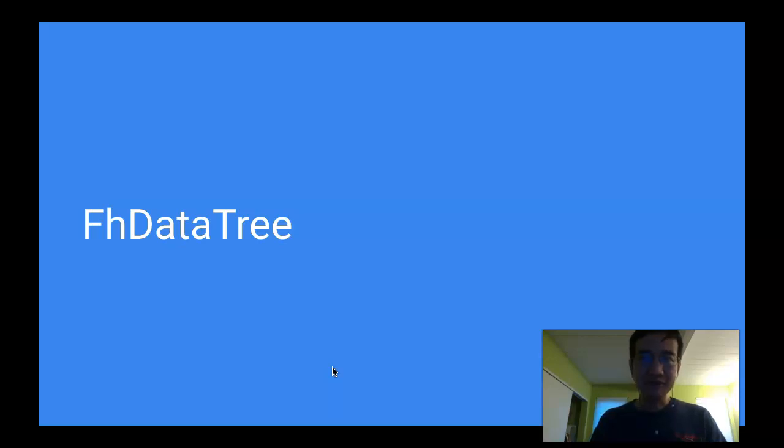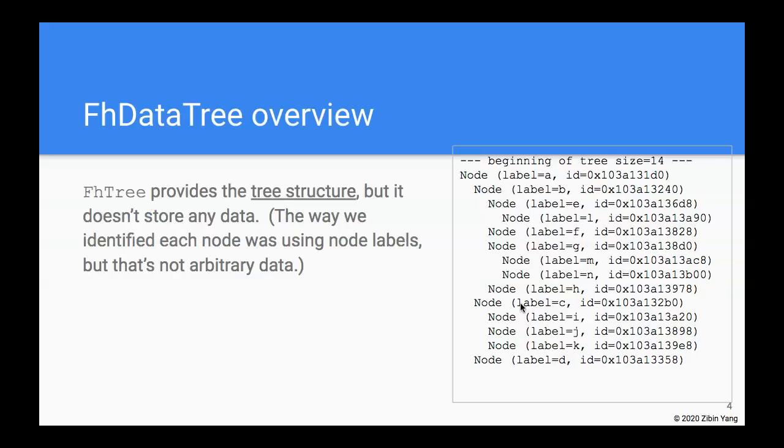Hi, in this video, we're going to go over a tree that can store data. We'll call it the FhDataTree. Now, the FhTree that we implemented earlier provides management of the tree structure, but it cannot store any data. Now, we did have these things called labels, but labels are just used to identify the node. It's not supposed to be arbitrary data.